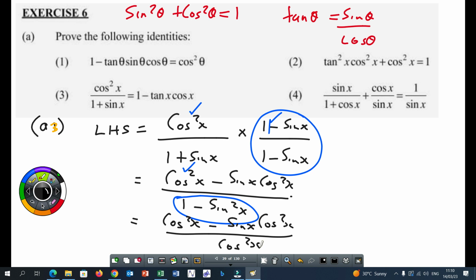Simplify the left-hand side only until you get the right-hand side. Simplify the right-hand side only until you get what? The left-hand side. I don't like that method. Okay? I'm serious. I don't like it. Okay, so let's move on.